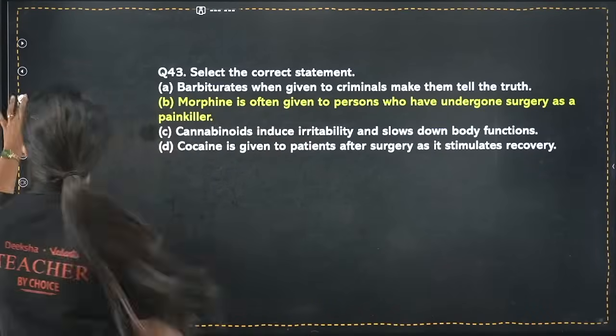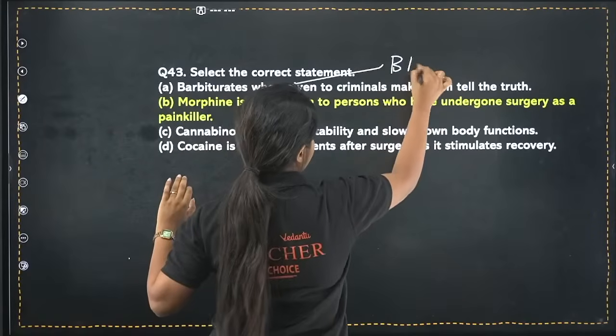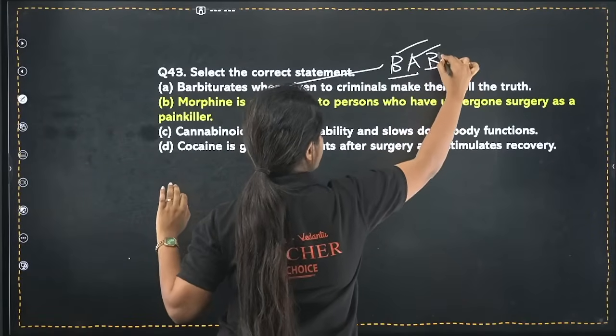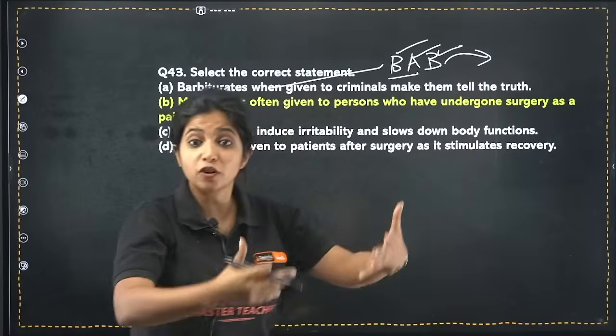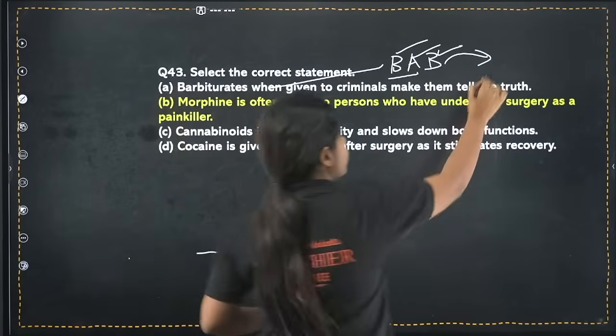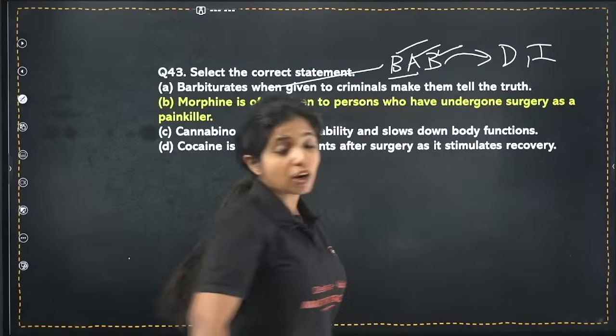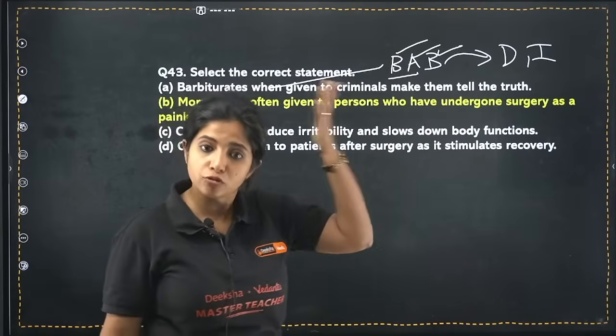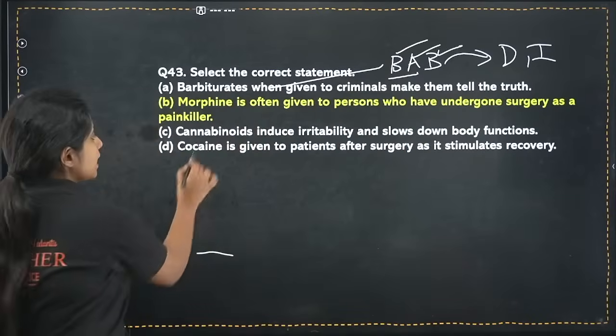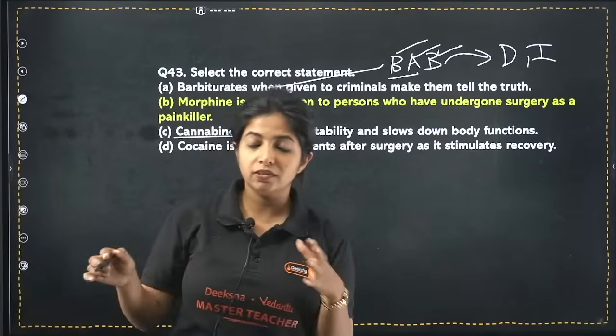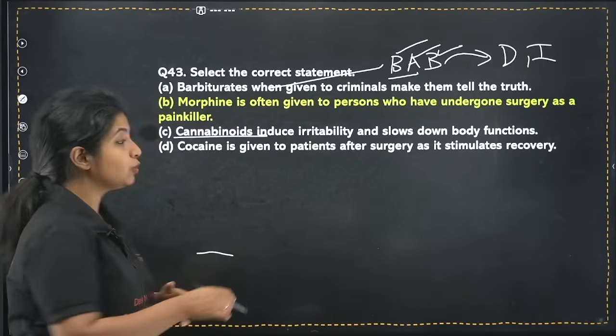Barbiturates, BAB. Always remember, BAB. Barbiturates, amphetamines, benzodiazepines. They are there for treatment of depression as well as insomnia. If you're not able to sleep or things like that, BAB comes to support you. Always remember BAB.